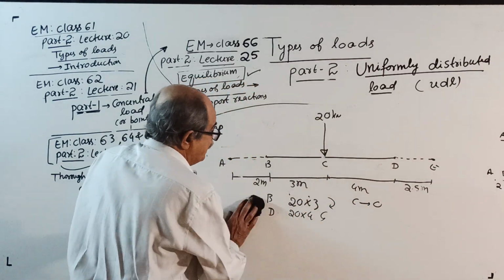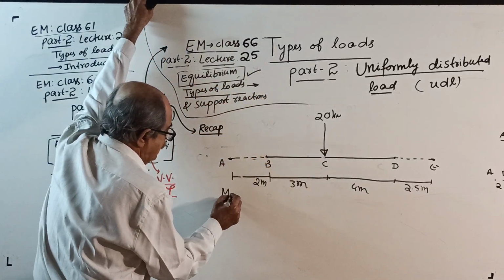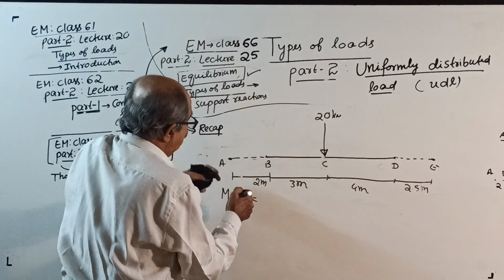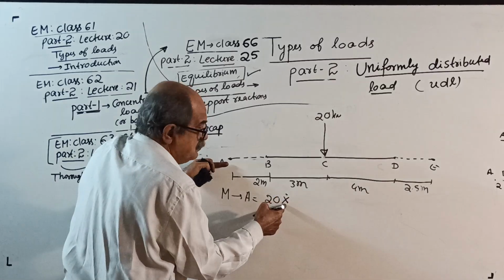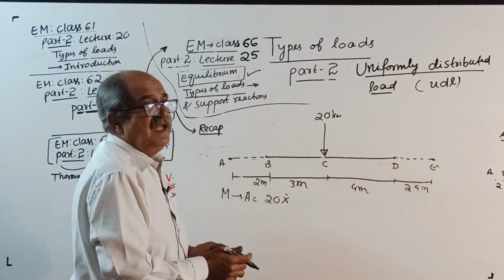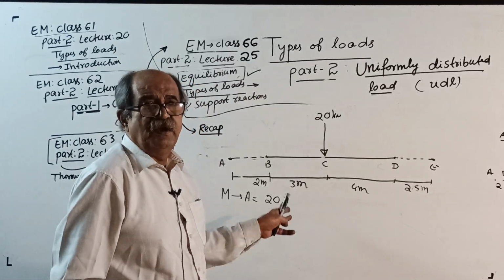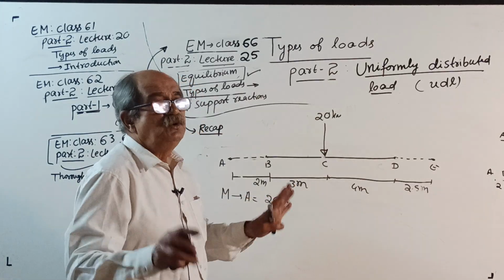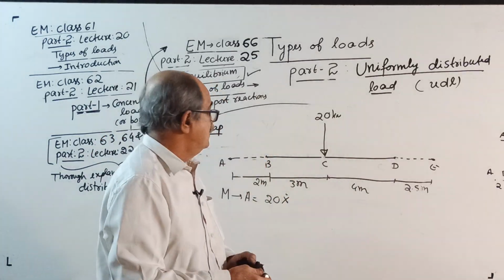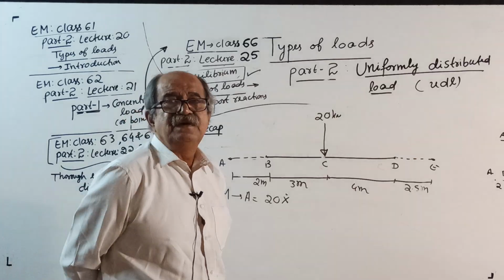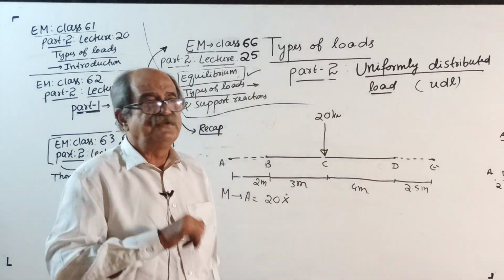Then I told something else, important. Moment about A. I told moment about A equal to 20 into, means moment is force into distance. I asked in the class, how much? Some student will tell, sir, 5 meter. Where is 5 there? Sir, 2 plus 3. Don't tell 5. What is there on the board, tell that one. Sir, 2 plus 3. Then I will ask, is it 2 plus 3 or 3 plus 2? Sir, both are same. Then I told both are not same.